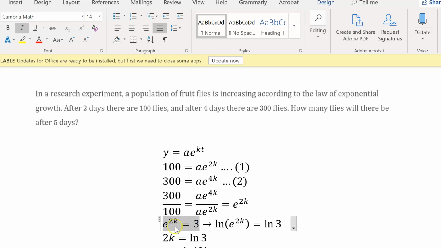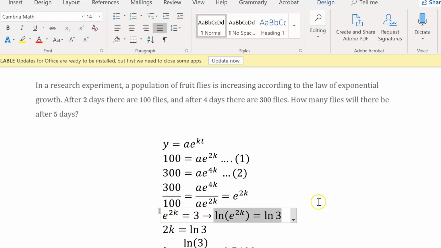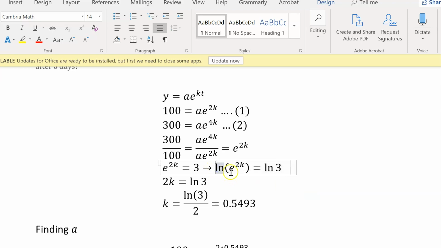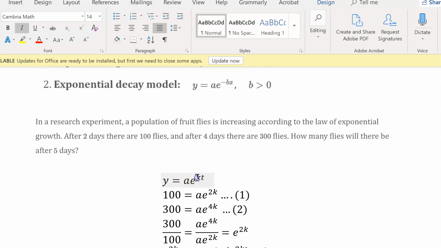And we know that this is an exponential equation. We can solve it to find k. How do you do that? You take the natural log on both sides. So natural log of e to the 2k is equal to natural log of 3. Here the natural log and the e cancel off, giving you 2k is equal to natural log of 3. So k is equal to natural log of 3 over 2, and that is 0.54. So we found one of them.